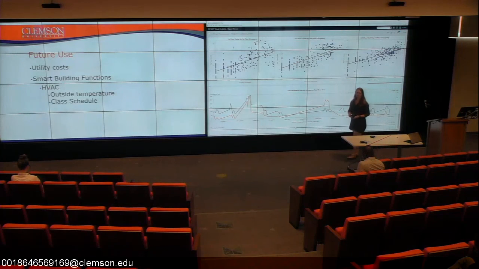The reason why we're looking at this is because there's a hope to reduce the utility costs in the future. And just by looking at some of the things, we can dramatically reduce the costs already. Another reason why we decided to look into this was to hopefully enable smart building functions in the future. An example of that is to further align the HVAC systems with the outside temperature and potentially the class schedules to get rooms cooling down before a large amount of people enter the room.